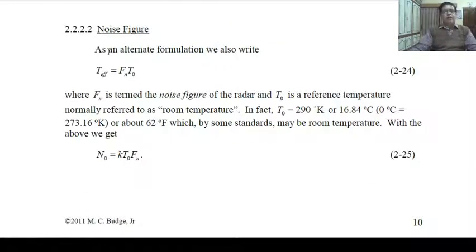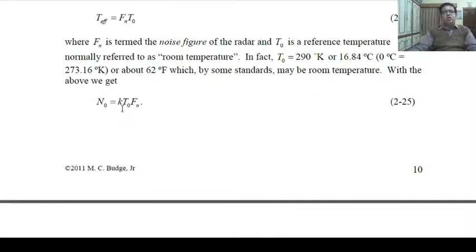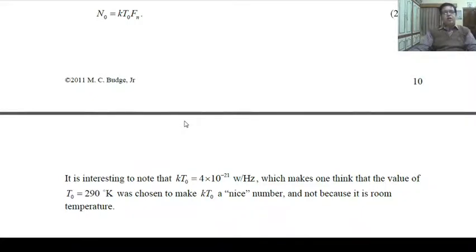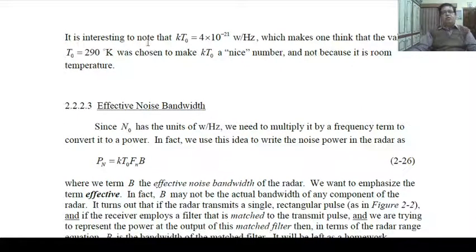Noise figure. As an alternate formulation, we also write T effective equal to Fn T0, where Fn is the noise figure of the radar and T0 is a reference temperature, normally referred to as room temperature. In fact, T0 equals 290 degrees K, and with the above we get N0 equal to k T0 Fn. It is interesting to note that the value of T0 was chosen because k T0 is a nice number, and not because it is room temperature.